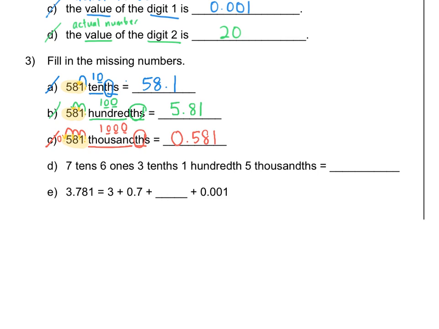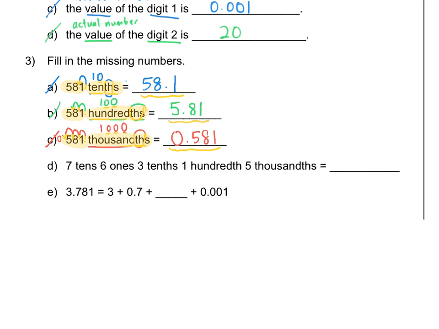581, but because the place value is different, they're talking about tenths, hundredths, and thousandths. So your answer will be different, right? So in part A, you should be able to notice that your answer is 58.1. In part B, 5.81. And in part C, it gets even smaller. The number gets smaller. 0.581. Okay, so you have to take note of the place value very, very carefully.